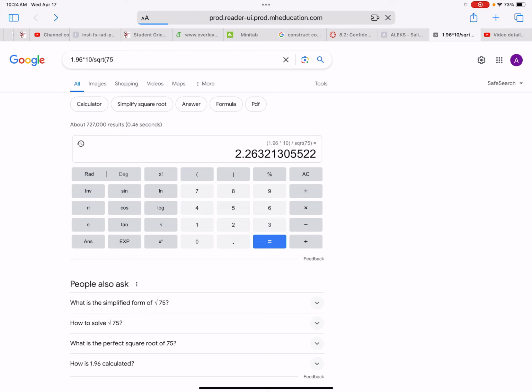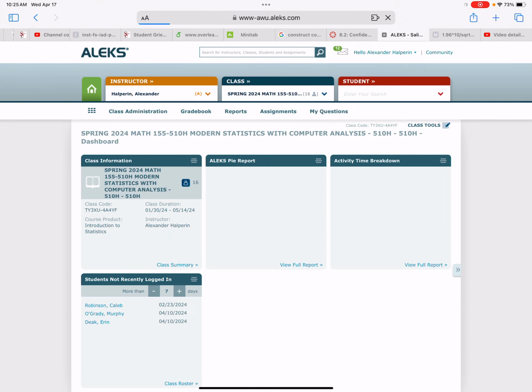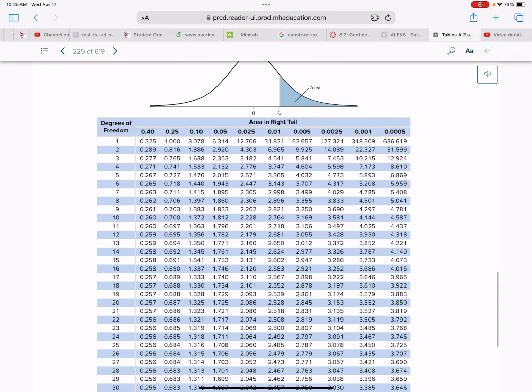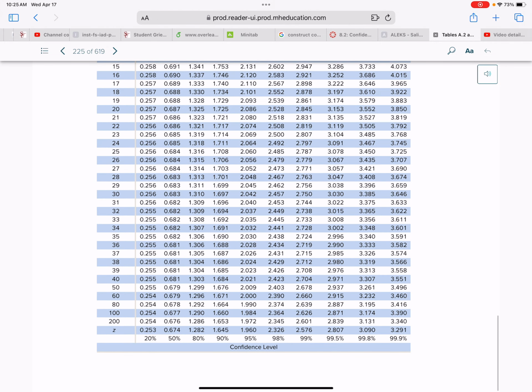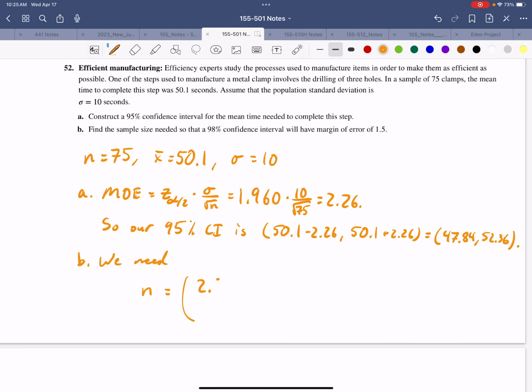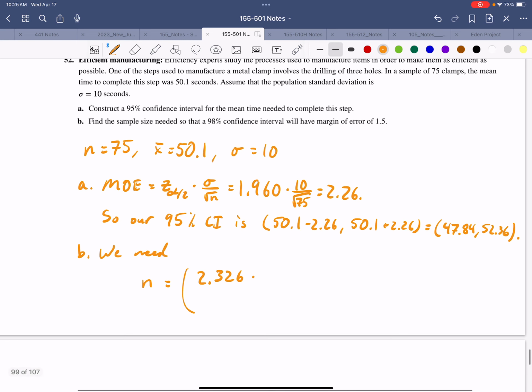whenever this loads. Seems like that's taking a sec. Let's get that open again. So for 98%, we're looking at 2.326, right? So it's going to be 2.326 times our standard deviation divided by the desired margin of error, which was given as 1.5. And then we're going to square it.